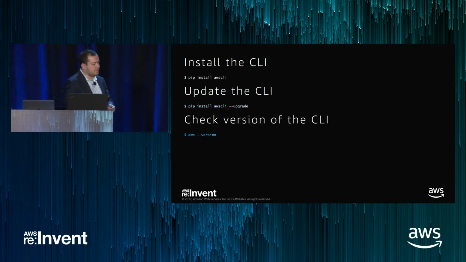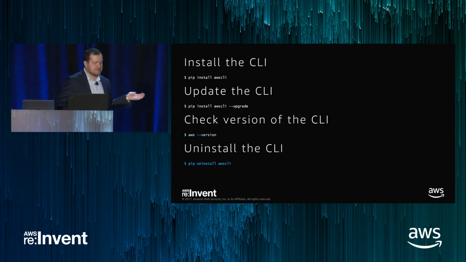If you want to check what version of the CLI you have, you just do aws --version. That's important because if you read our docs, you'll see, this command only works in this version of the CLI or above. And if you want to remove the CLI, you just do pip uninstall awscli.